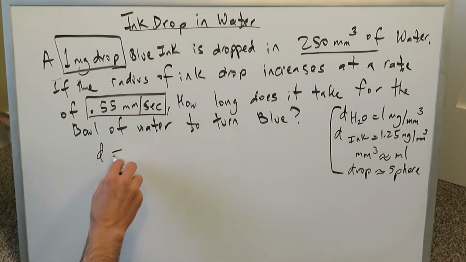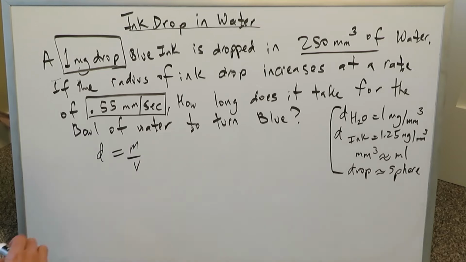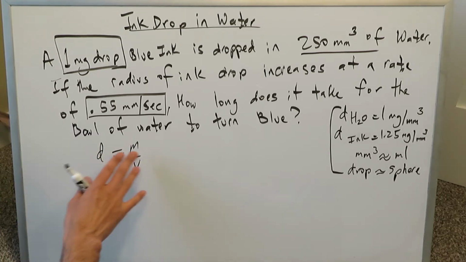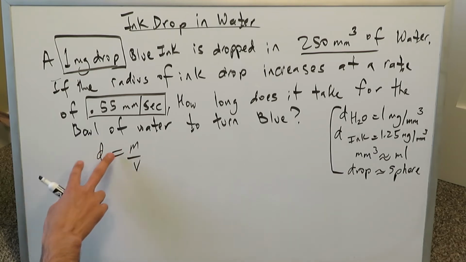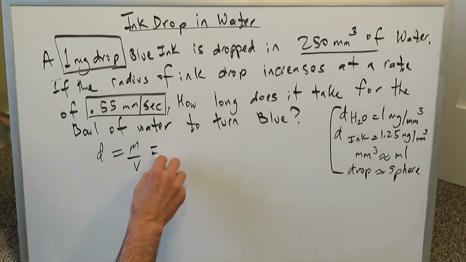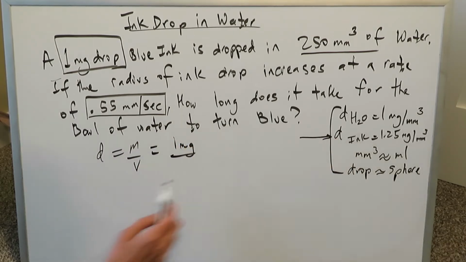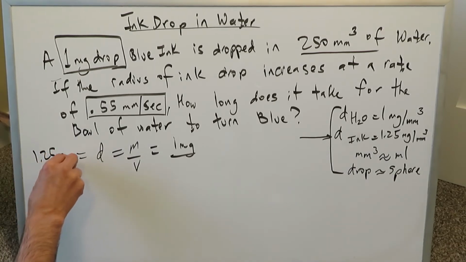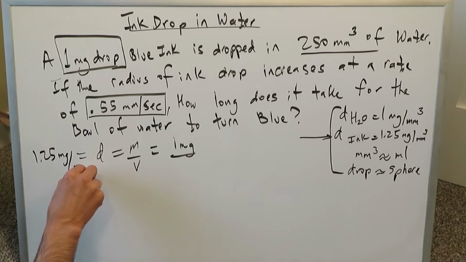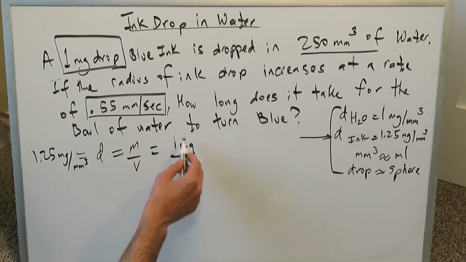If you know that density is always equal to mass over volume, that's a formula which everyone who has done some level of chemistry or physics usually knows, and even in mathematics you'll see this. Density is equal to mass over volume. We have a 1 milligram drop of this blue ink, and I've mentioned that the density is 1.25 milligrams per millimeter cubed. We have 1 divided by the volume is equal to the density of this ink.